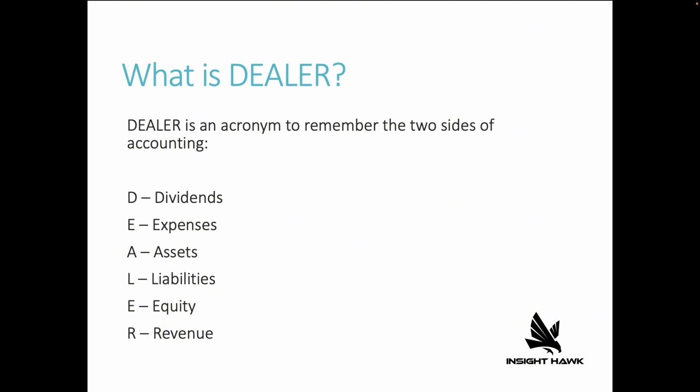What is DEALER? DEALER is an acronym that helps us remember how accounts are classified. D stands for dividends, E for expenses, A for assets, L for liabilities, E for equity, and R for revenue.